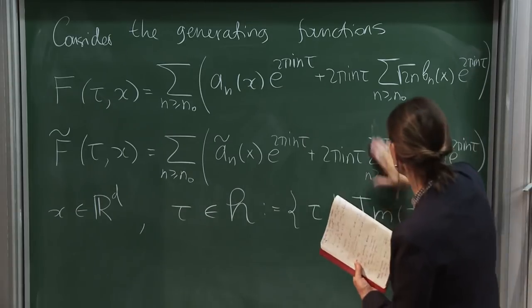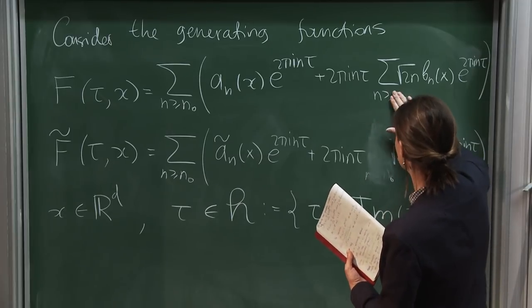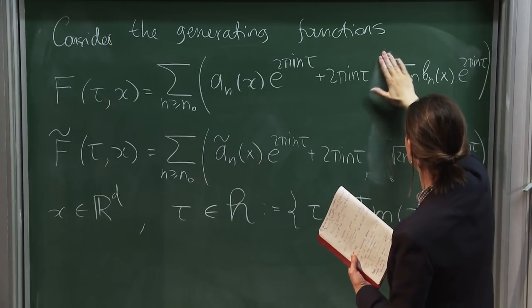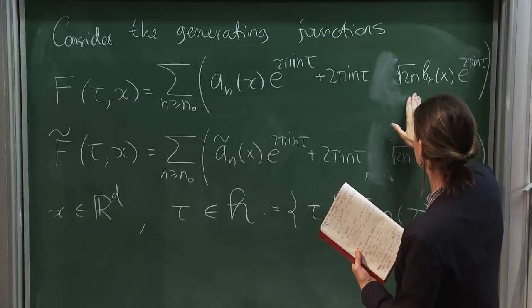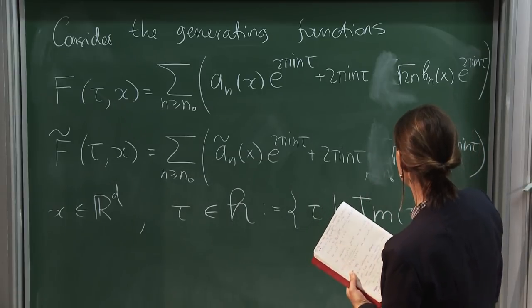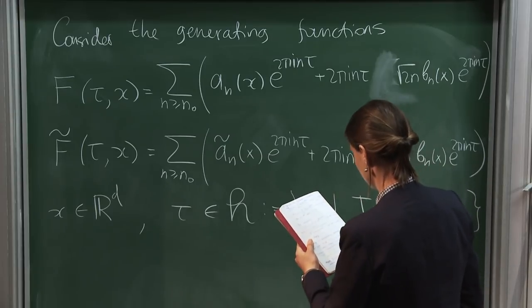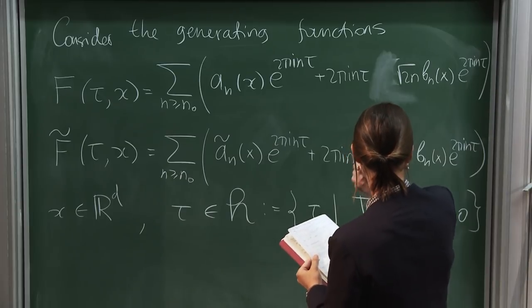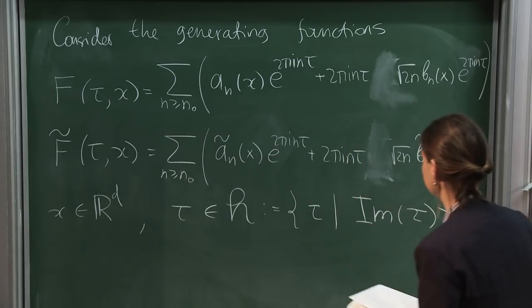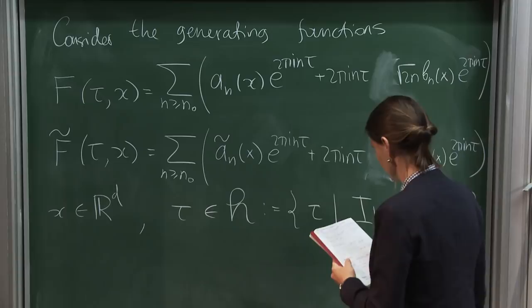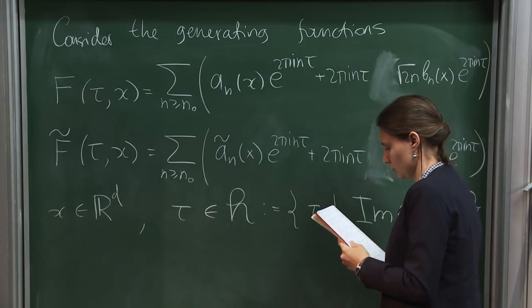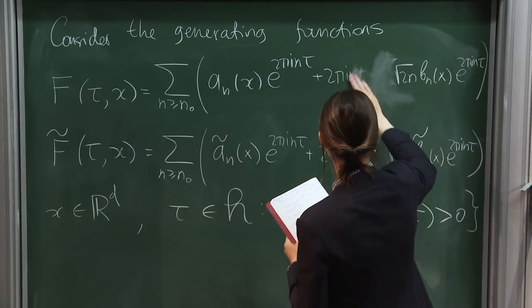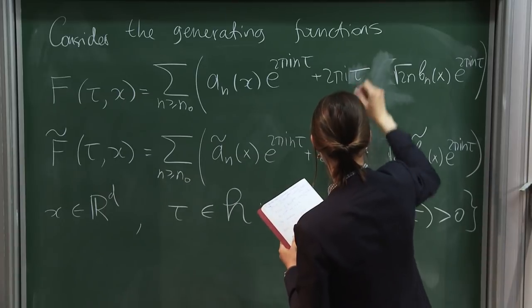Maybe the second thing is you have tilde over. Yes, I think it's like this. Sorry, it should be tilde in the second sum. Yes, you have tilde. Thank you. I think also here there will be 2 pi. It should be like this.